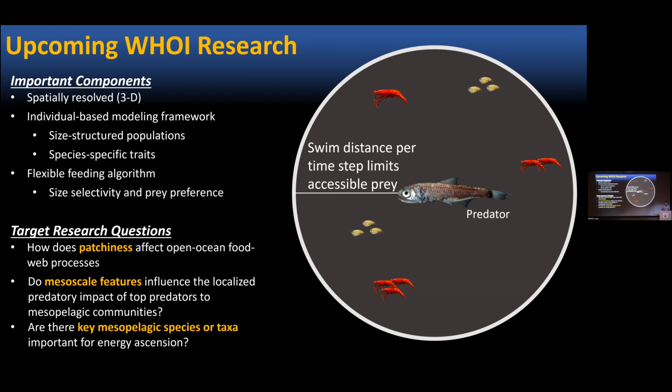like spatial temporal variability in aquatic food webs, as well as identify key species or taxa that may be most relevant for the ascension of energy up to the apex predators in your system, including your federally protected species and commercially important species currently.